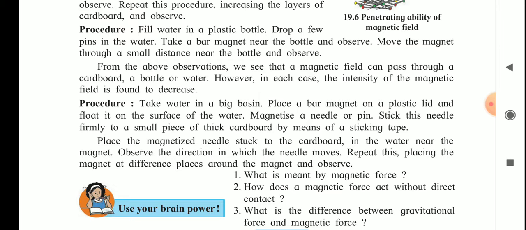And what is the difference between the gravitational force and the magnetic force? Now, gravitational force acts between two objects with mass, and magnetic force acts between objects with specific properties. The second point of difference is that gravitational force depends on the mass of the object, while magnetic force does not depend upon the mass of the object. Gravitational force acts over long range as the gravitational field is large, and magnetic force acts over short range as the magnetic field is short. Now, objects are always attracted in the gravitational force. Objects are either attracted or repelled in the magnetic force.